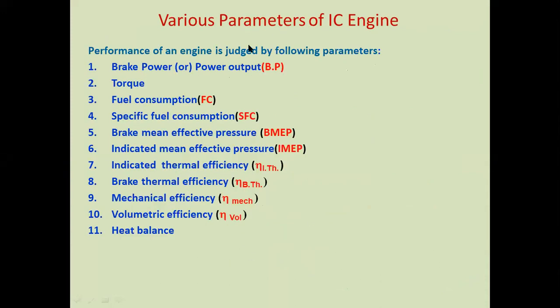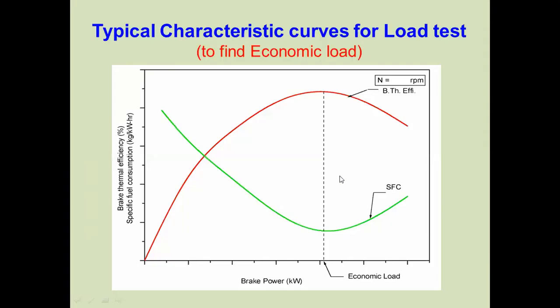From this slide, we will discuss the various performance parameters used for the internal combustion engine. Generally, these are brake power, torque, fuel consumption, specific fuel consumption, brake mean effective pressure, indicated mean effective pressure, indicated thermal efficiency, brake thermal efficiency, mechanical efficiency, volumetric efficiency, and heat balance. From this model, we will discuss only brake thermal efficiency, brake specific fuel consumption, and exhaust gas temperature. From this slide, we can see the economic load conditions.